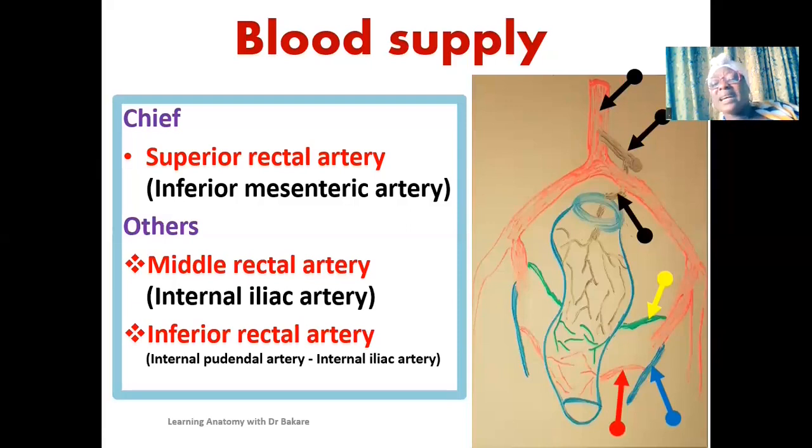The internal pudendal artery is a branch from the internal iliac, and this is the internal iliac also arrowed in white. We know that the internal iliac is branched from the common iliac. The common iliac artery is from the bifurcation of the abdominal aorta at this point. That is where we have the branches that supply the wall of the rectum.